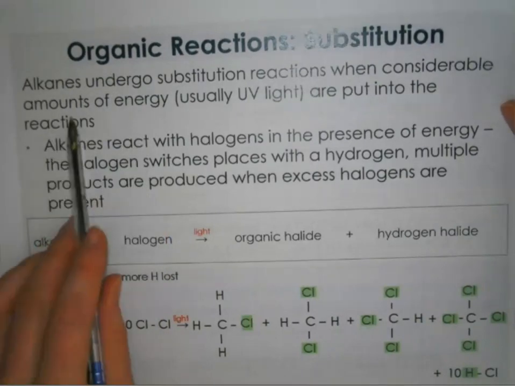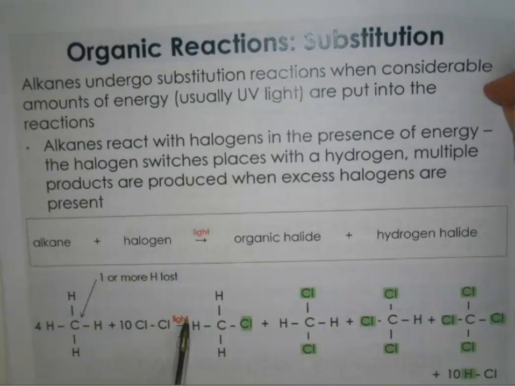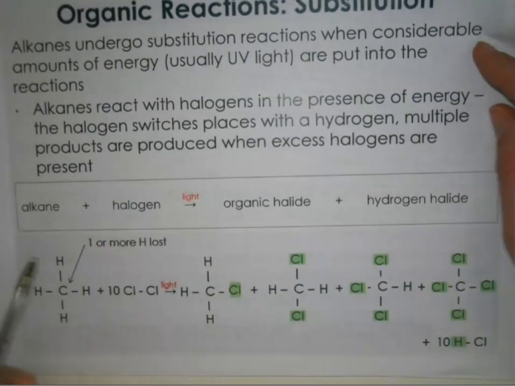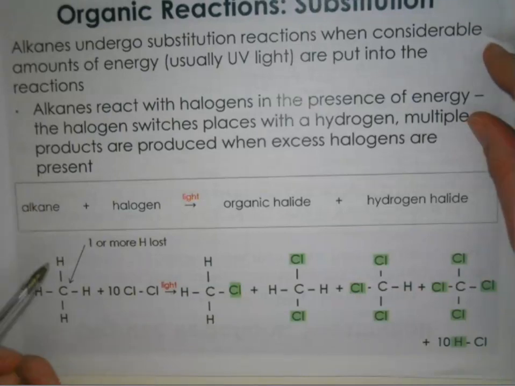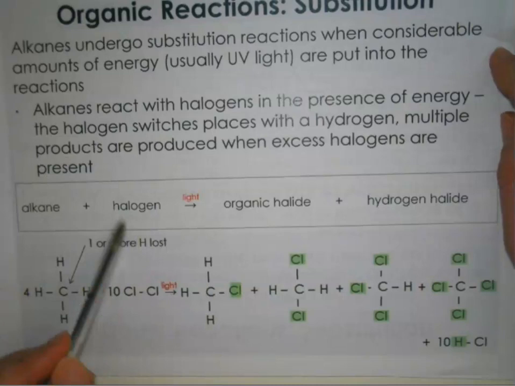So alkanes undergo substitution reactions when considerable amounts of energy are present, so it's usually UV light you'll see pretty often, and it'll be written above the arrow to show that it's just helping to facilitate the reaction happening. So basically, we have the presence of energy, which is going to help the alkane to replace hydrogens with halogens. And multiple products are going to be formed if you have an excess amount of halogens.